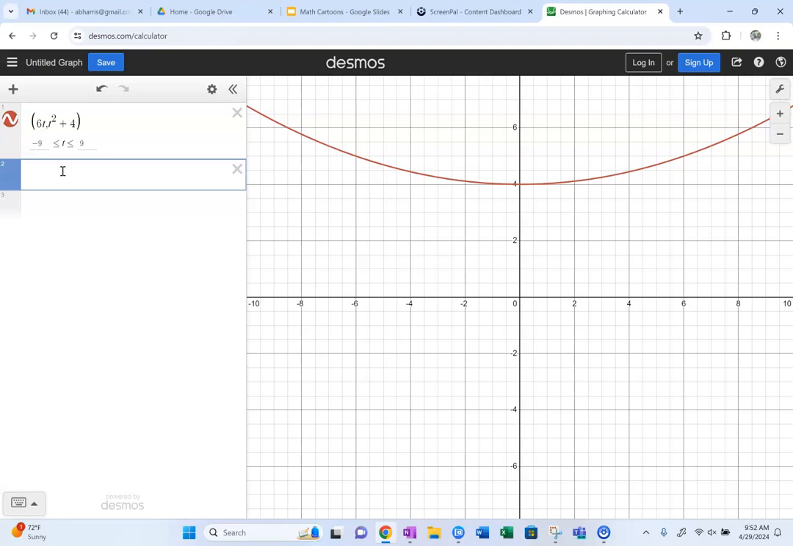I did not eliminate the parameter, so I don't have the rectangular equation for that. So I'm just graphing it as a parametric curve. But let's put on our point, which was at 6, 5. Let me label that point.